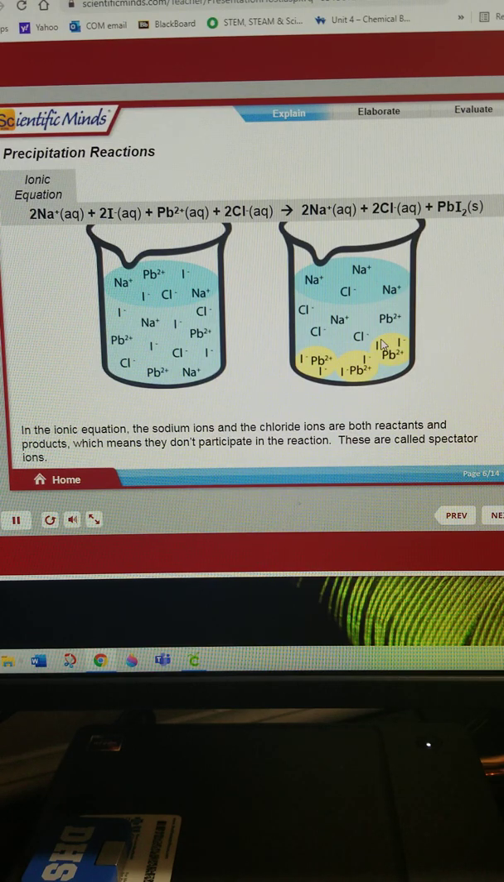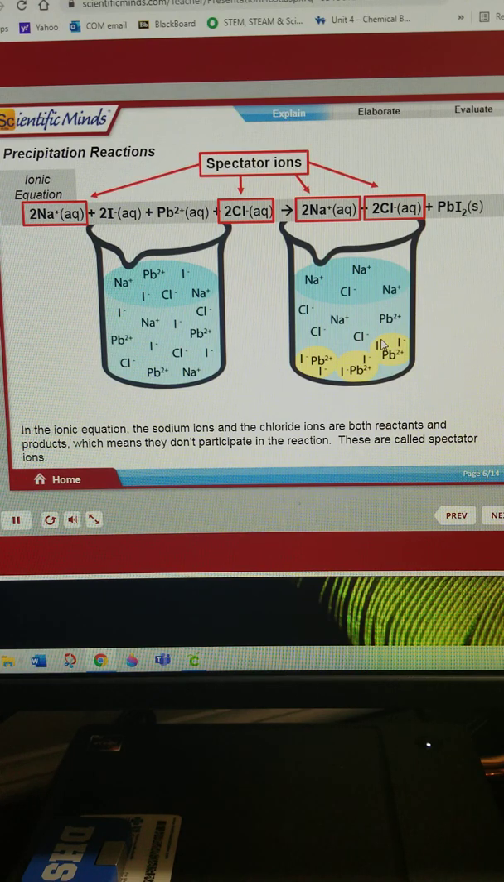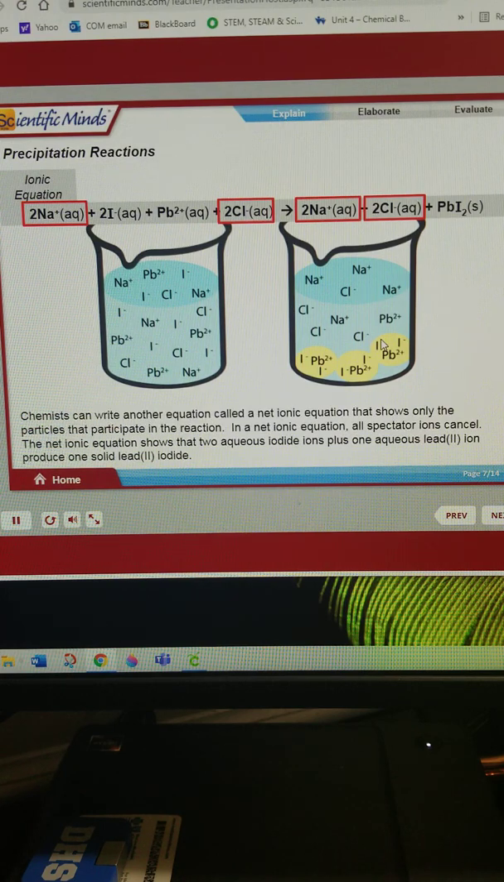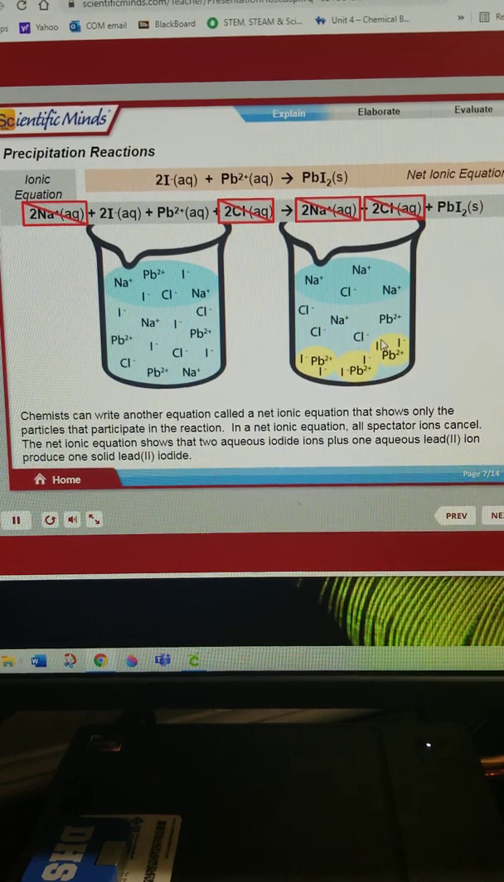In the ionic equation, the sodium ions and the chloride ions are both reactants and products, which means they don't participate in the reaction. These are called spectator ions. Chemists can write another equation called a net ionic equation that shows only the particles that participate in the reaction. In a net ionic equation, all spectator ions cancel. The net ionic equation shows that 2 aqueous iodide ions plus 1 aqueous lead-2 ion produce 1 solid lead-2 iodide.